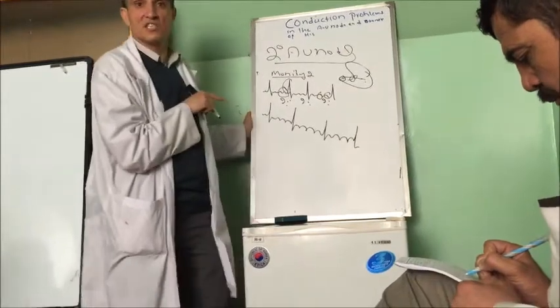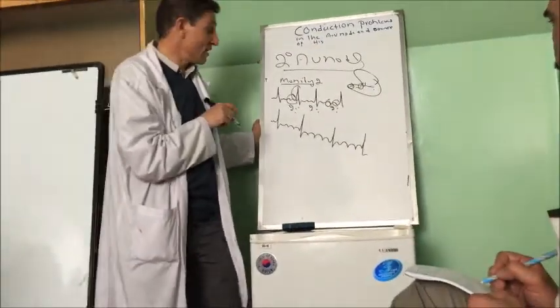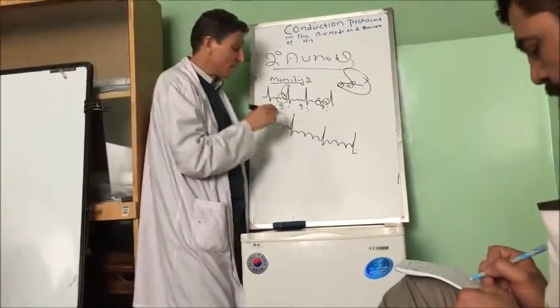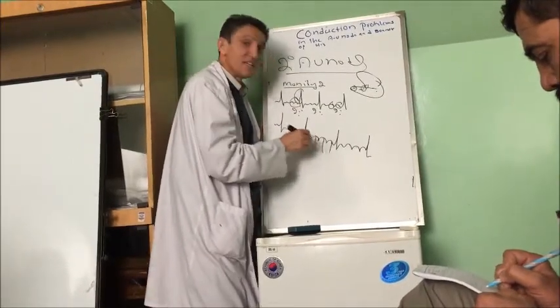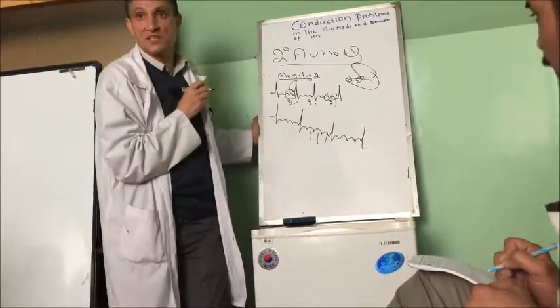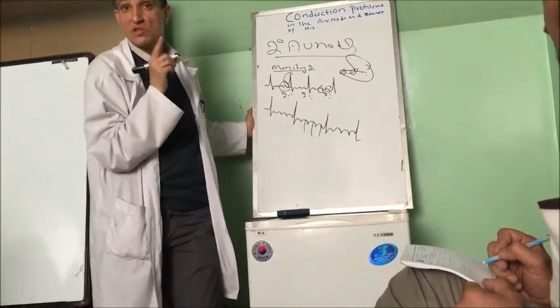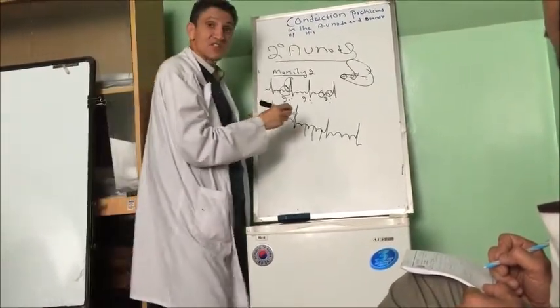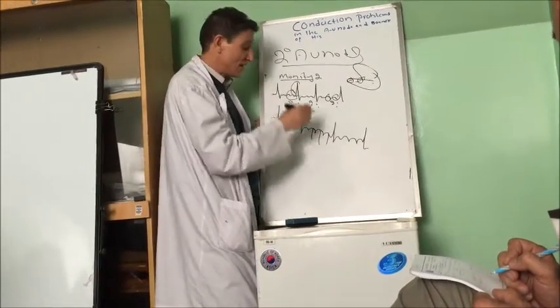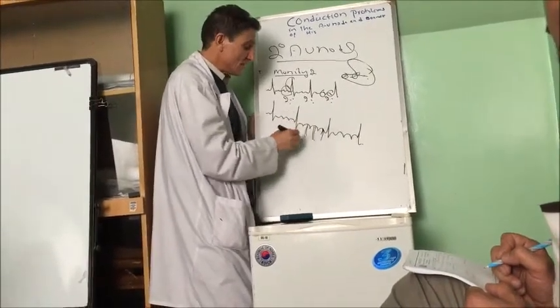Alternating in what? In three, meaning 1, 2, 3. There are 3 atrial beats present. We should have 3 QRS complexes, but instead of 3 QRS complexes we will see just 1. This is 1, 2, 3.